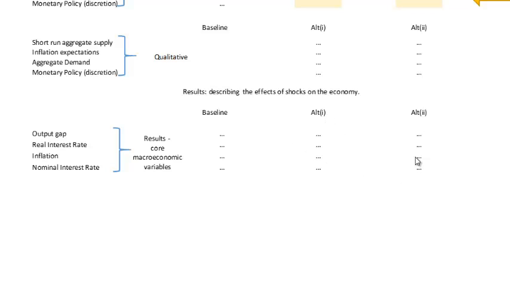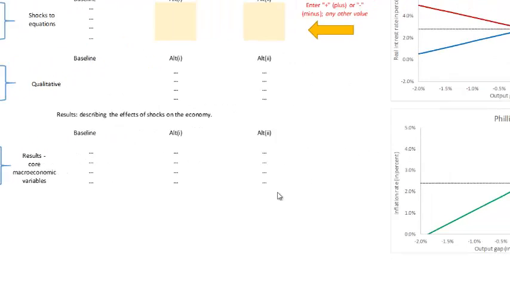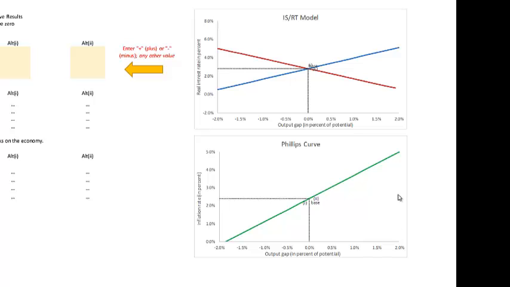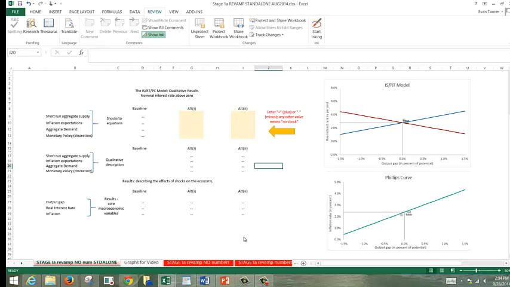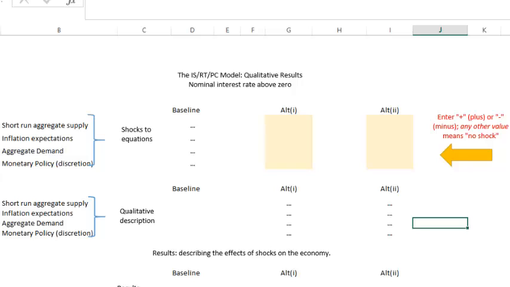We'll see these results in two ways. Here in the bottom left, we'll see a description of the shock's results, and over here to the right, we'll see graphical depictions of these shocks through shifts in the IS curve, the RT curve, and the Phillips curve. So let's do our first set of experiments. Our first set of experiments will involve autonomous shocks to aggregate demand. We might think of these as situations where the government chooses to spend more or less than normal.